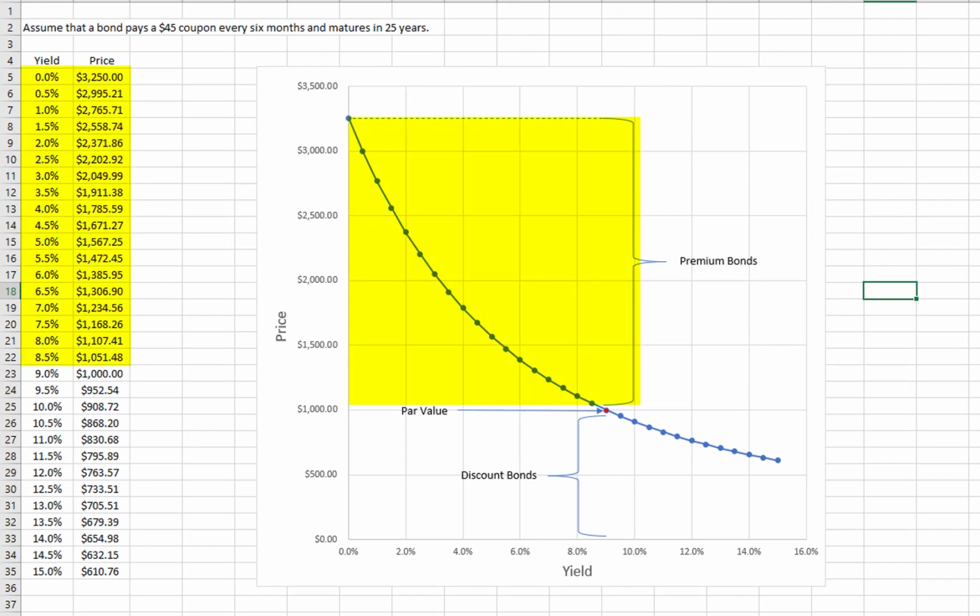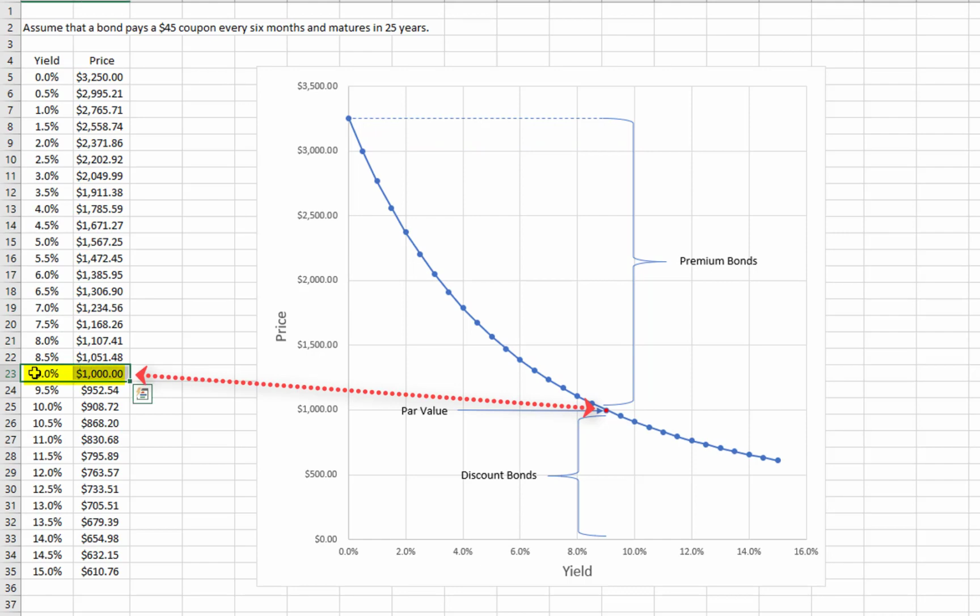We've got this portion of bonds with yields less than the coupon rate, and so all of these here are going to be priced higher than the par value. So those are premium bonds in this region right here. If the discount rate is exactly equal to the coupon rate, we have this special case where it's priced at par. That's this one point here.